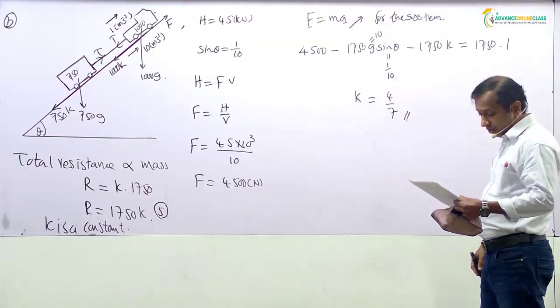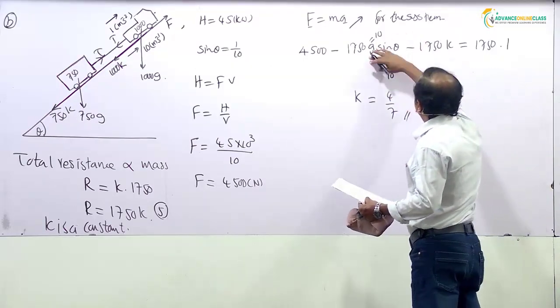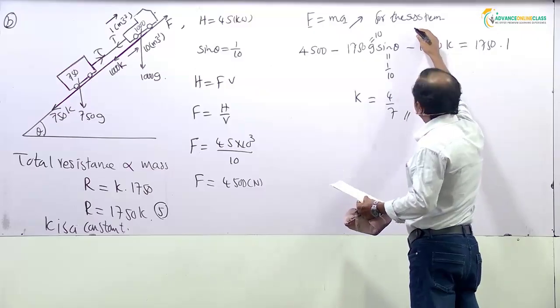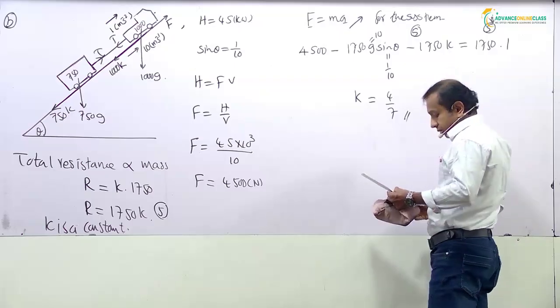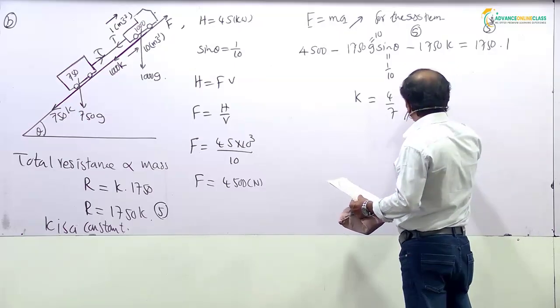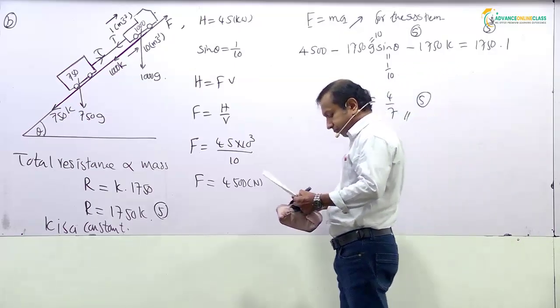Here marks come in. To the left hand side of this F equals MA, 5 marks given. To the right hand side, 5 marks. For the answer of K, another 5 marks.